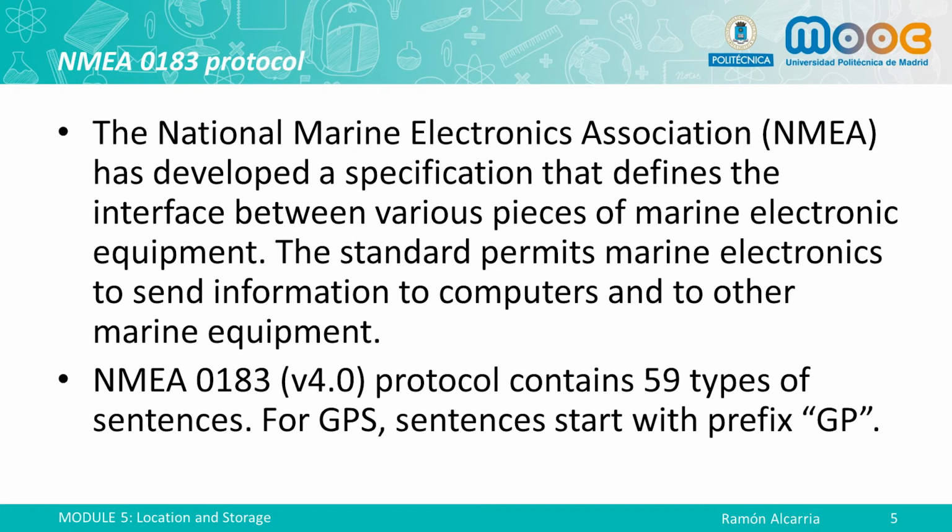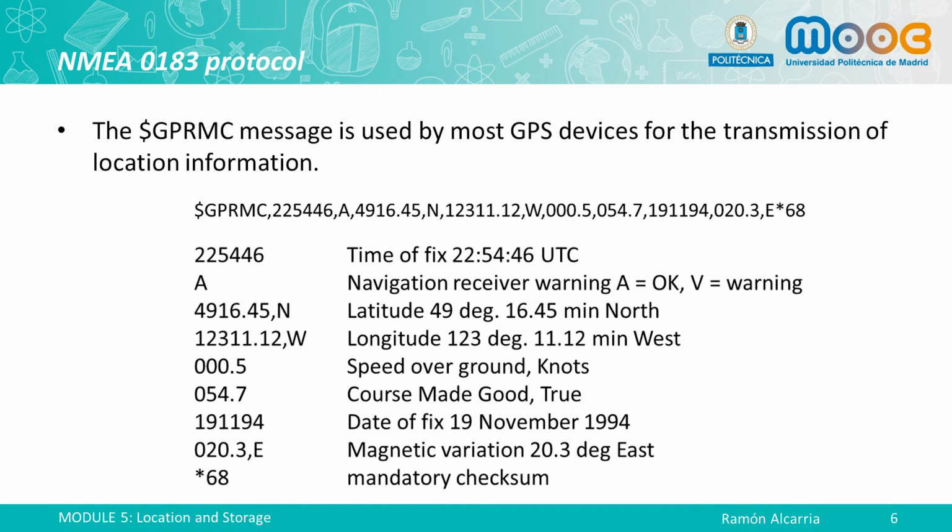All sentences used by GPS receivers start with the prefix GP. Location information is contained in the GPRMC message. It is a comma-separated ASCII text containing, as you can see, the time of fix, receiver status, coordinates expressed in latitude and longitude, speed, and course, among others.